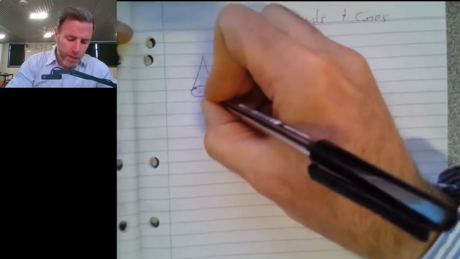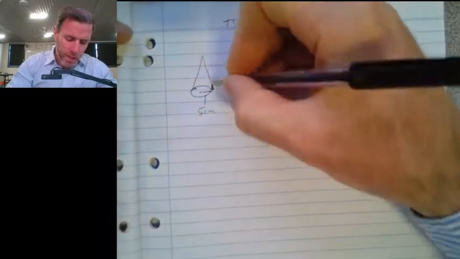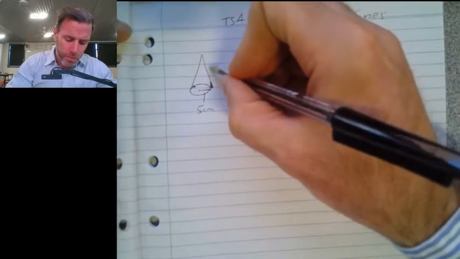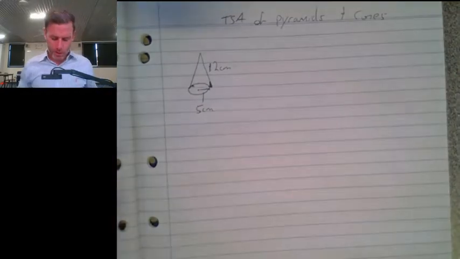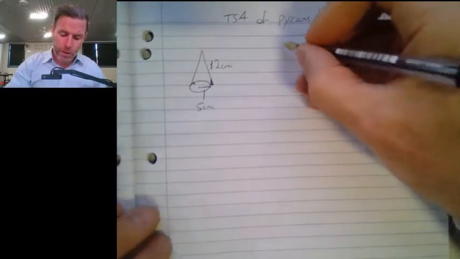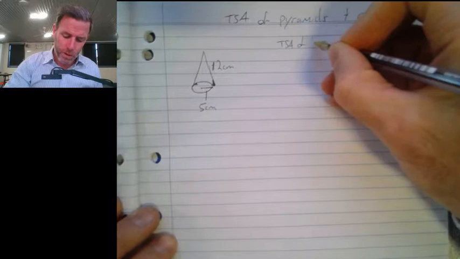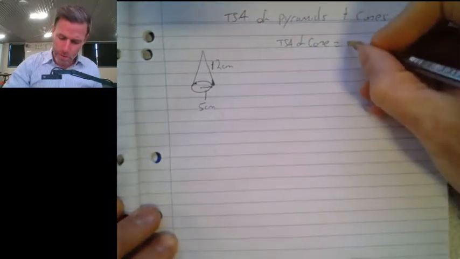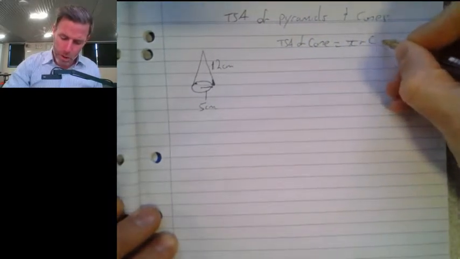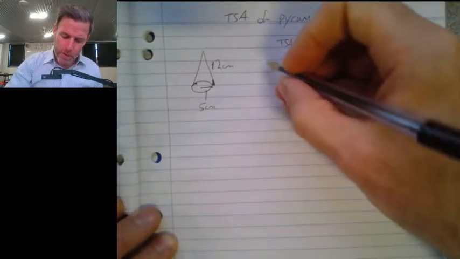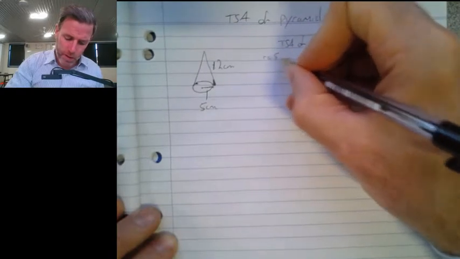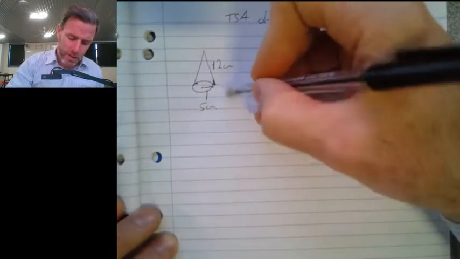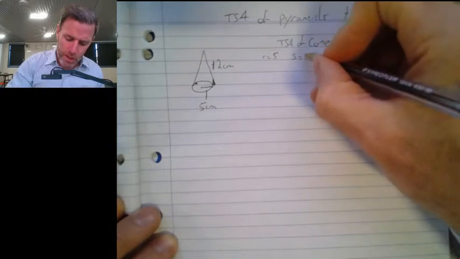So let's say here the radius of this is, I'm going to call it 5 centimeters, and then the slope here is 12 centimeters. Okay, so the formula for TSA of a cone is equal to pi r (r plus s). So r is obviously the radius, r equals 5, and then s here is the slope. So this is the slope here, s equals 12.